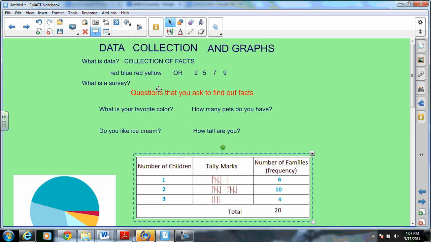You take what is called a survey. A survey is questions that you ask to find out facts. So it's questions you ask to get data. And once you get that data about people, you organize that data. Right here, I have what's called a table.